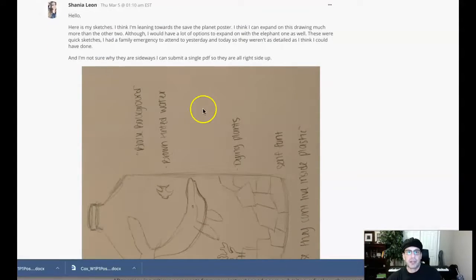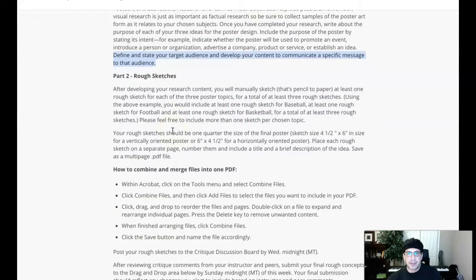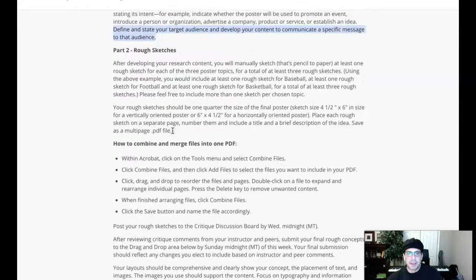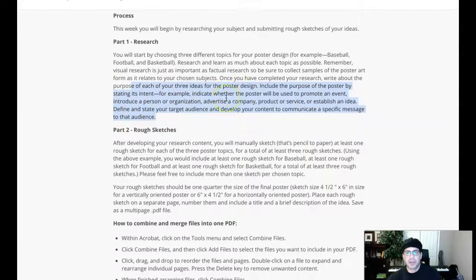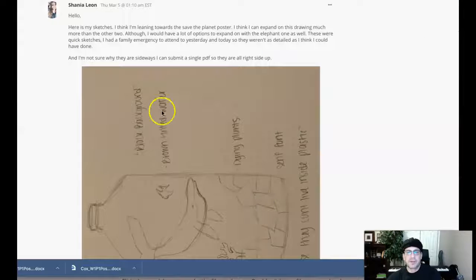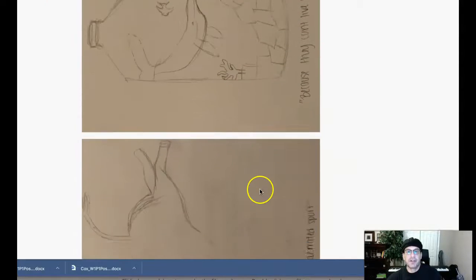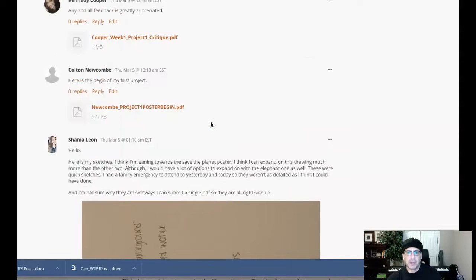We need to include your written rationale. Okay, let's jump over there so I'll show you what. Write about the purpose of each of the three ideas in the poster, stating its intent, and then don't forget to define that target audience. So you definitely want to describe and define the intent for each of the three posters, including the target audience. And then go ahead and assemble these in a multi-page PDF. Make sure they're oriented correctly, and then make any labels, and then finish off the backgrounds for these. If you don't have any background intended, go ahead and describe that.